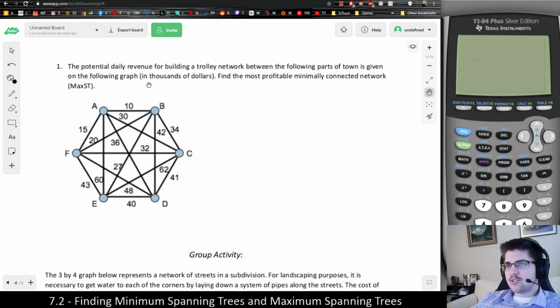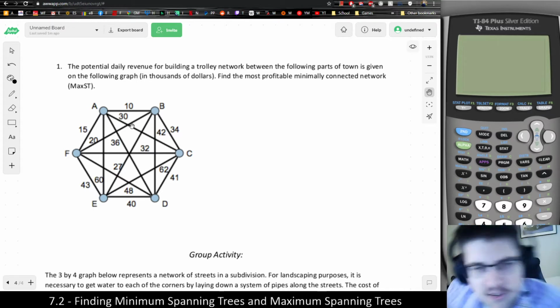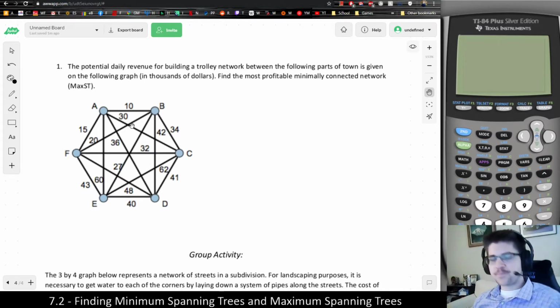And our goal is to construct trolley lines in between these parts of town. So we can imagine currently there are no trolley lines. We don't want to build every single one of these trolley lines. That would be horribly impractical, right? So we want to know which are the trolley lines that are the right ones. Which parts of town should we connect directly together?